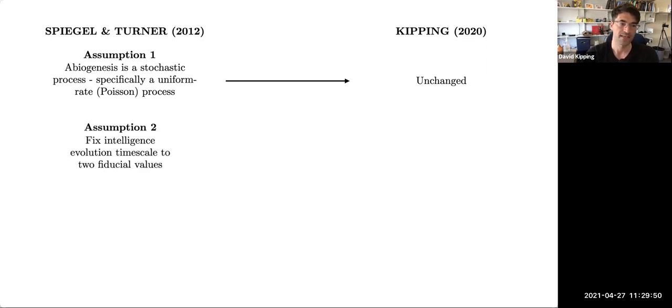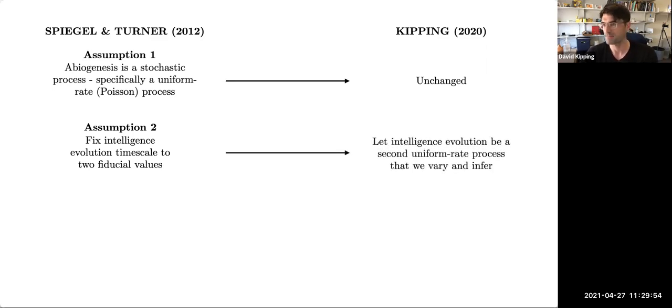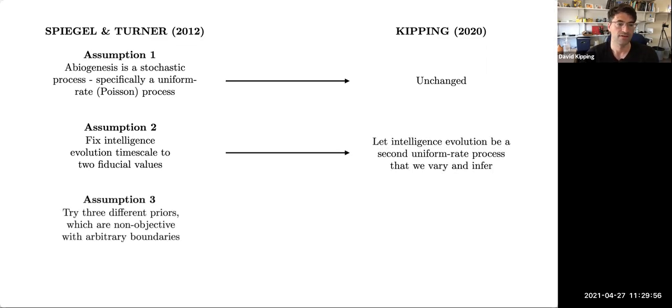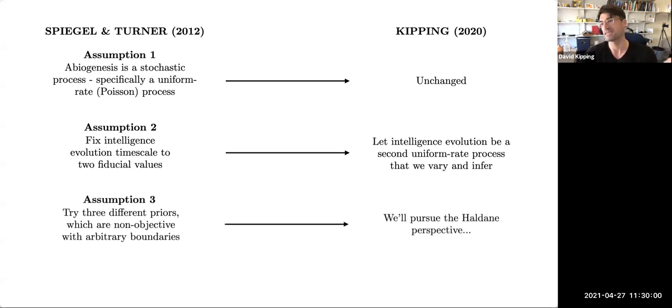Assumption 2 is, instead of fixing the intelligence timescale, let's just fit for it. Let it be another parameter in the model. Assumption 3, rather than trying 3 different priors, we are going to pursue the Haldane perspective to get rid of the priors altogether. They won't have any impact.